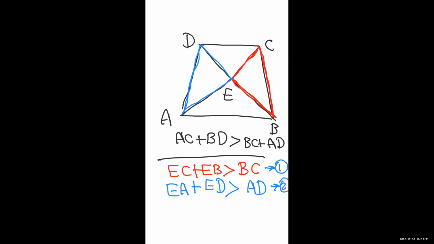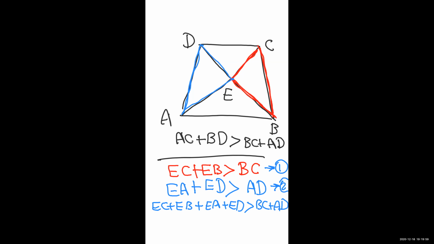So can we add the two relations? Now EC plus EB plus EA plus ED is greater than BC plus AD. Any problems till now? I just added the two relations.